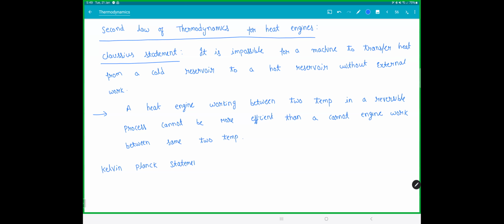So the Kelvin-Planck statement. What this says is a heat engine cannot convert all heat into work in a cyclic process. What this statement simply means is you cannot have an engine with 100% efficiency. You cannot convert all the heat into work. So these are some forms of the second law that we use. We also have forms based on entropy, but these are the main things.